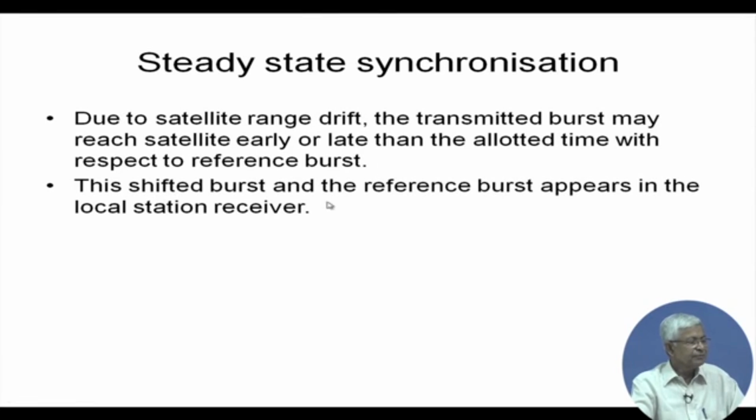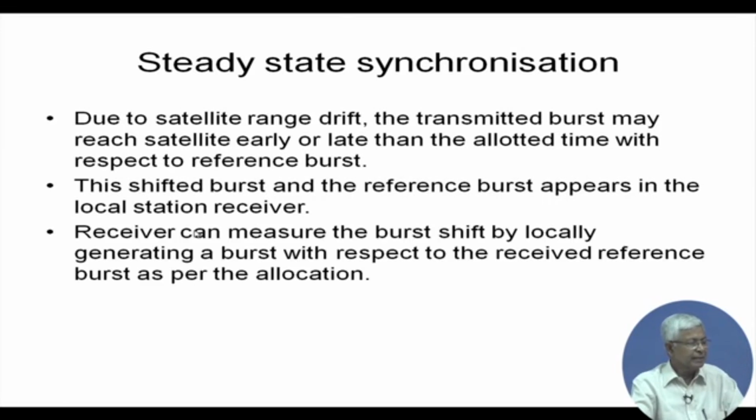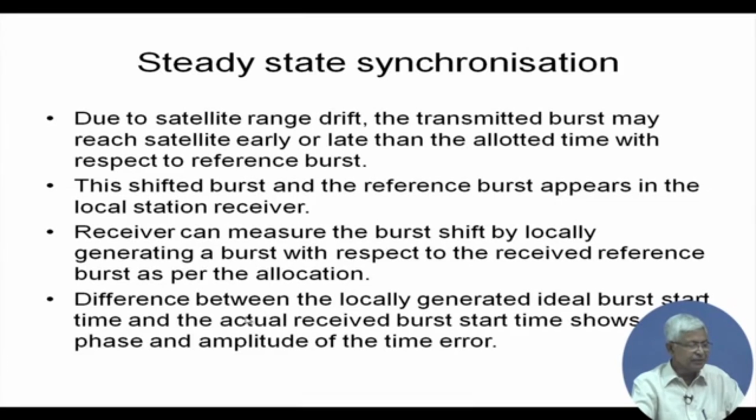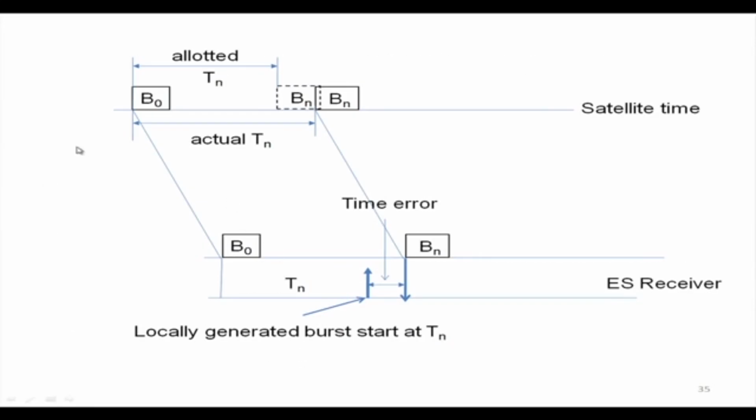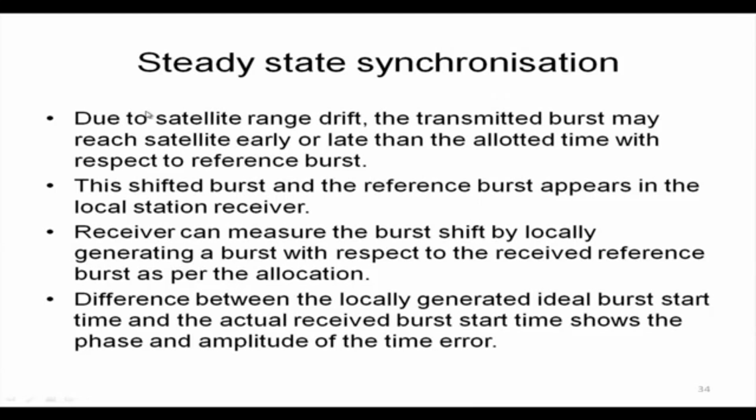For that, the shifted burst and the reference burst appear in the local receiver, what is coming down from the satellite, and that has to be compared with a locally generated burst with respect to the received burst reference as per the allocation. The difference between the locally generated ideal burst start time and the actual burst start time shows the phase and amplitude of the time error. So, pictorially it can be shown like this. I repeat for your reference, the difference between the locally generated ideal burst start time and the actual received burst start time shows the phase and amplitude of the time error.